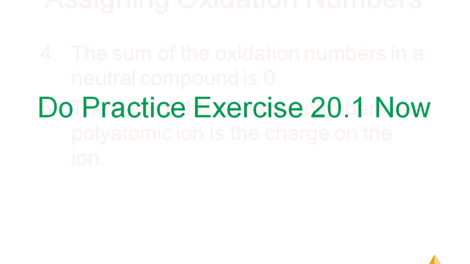Okay, so I guess we have a practice exercise. So let's just look at that. Maybe that will remind us and bring us back on track with oxidation numbers. Where is it? 20.1. 20.1 is on page 845. 845? Okay. 839, 849.